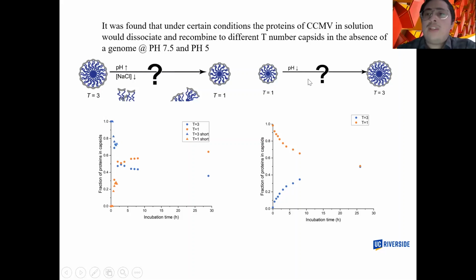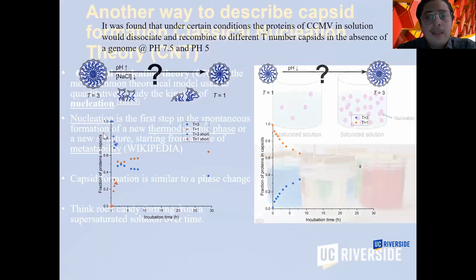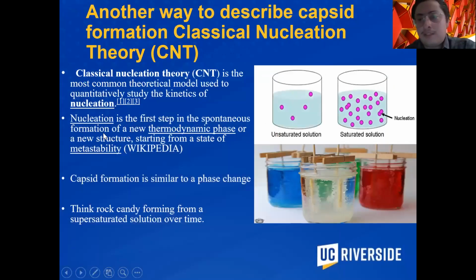And what we're interested in is describing why. Why is it doing this? Over here, you can see in this figure that initially there is a zero concentration of T equals 1 capsids, and over here, there's a large concentration of T equals 3. But as time progresses, T equals 1 increases and the number of capsids of T equals 3 decreases. A way to explain that formation is a theory that Dr. Zandi has been working on, classical nucleation theory, or CNT.